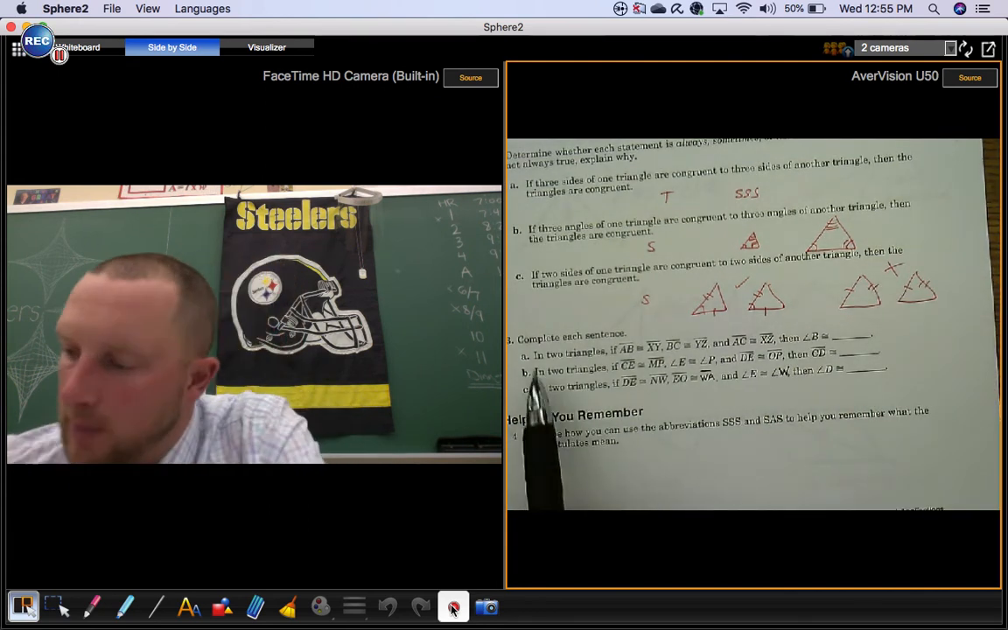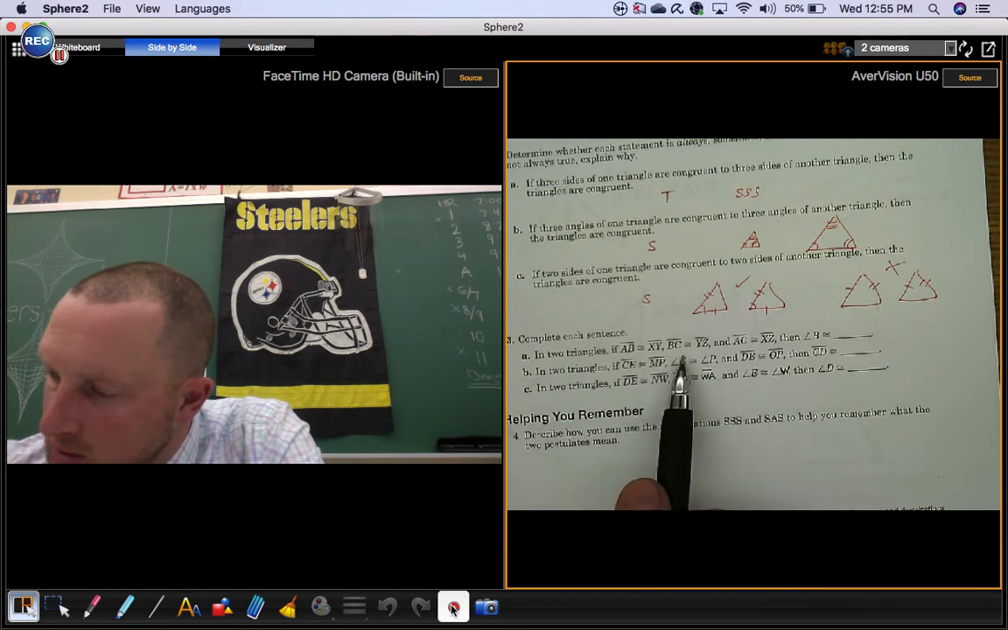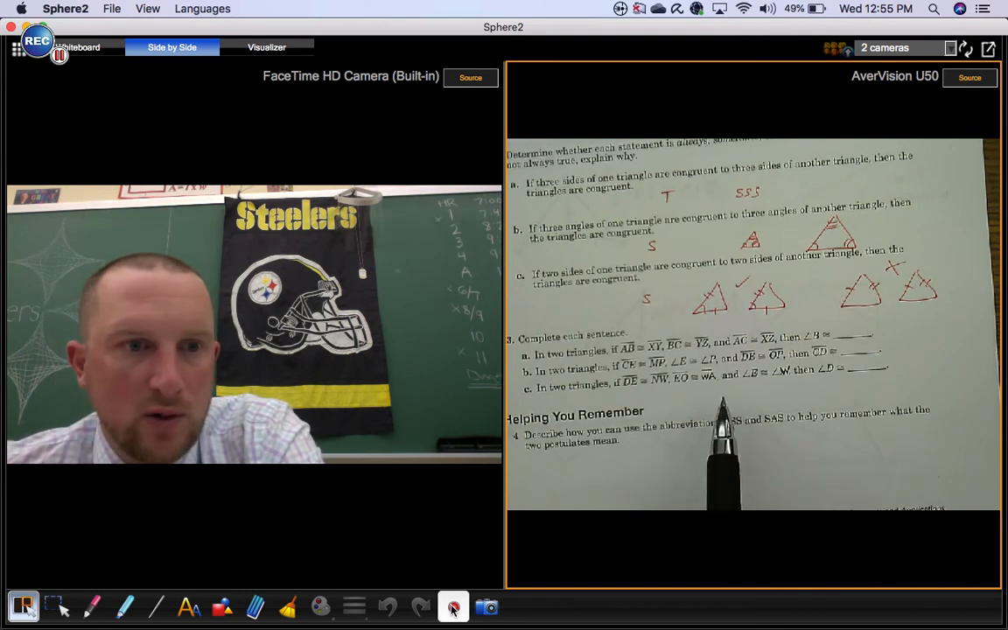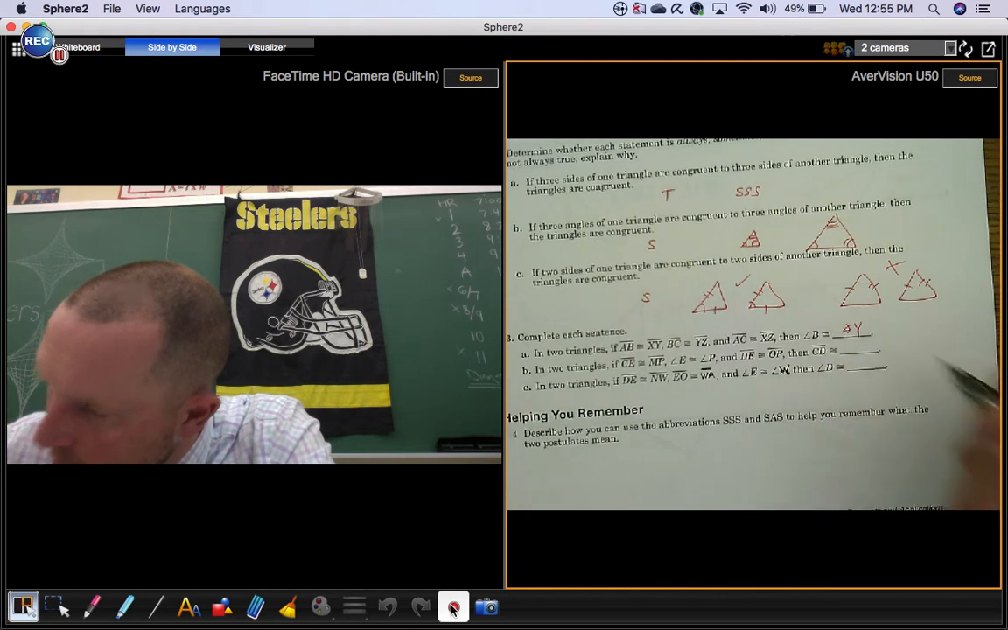Number three, complete each sentence. In two triangles, we have a pair of congruent sides, pair of congruent sides, pair of congruent sides, so the triangles are congruent. What do you know about angle B? It's congruent to angle Y.